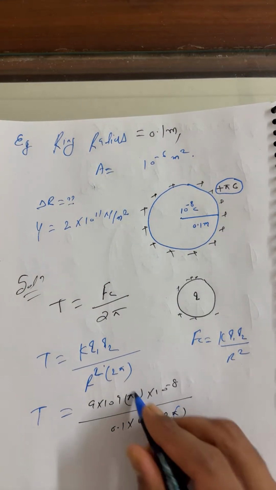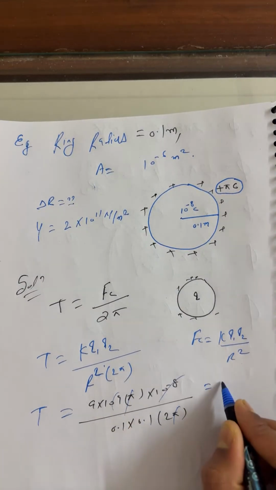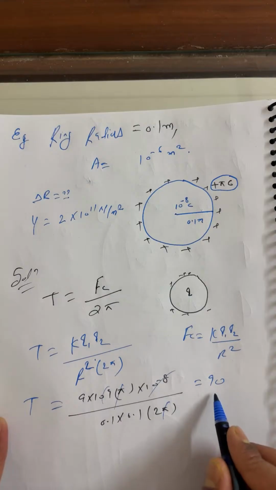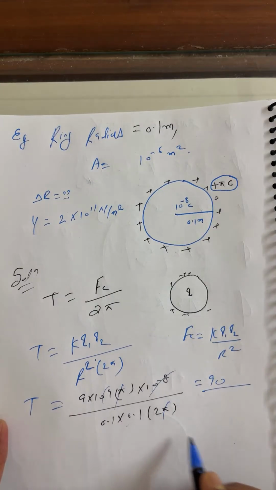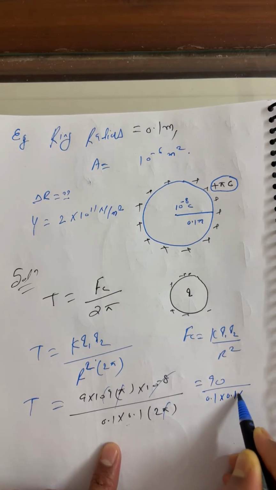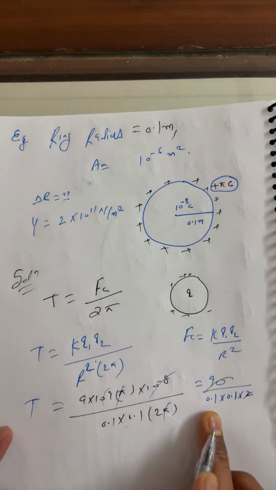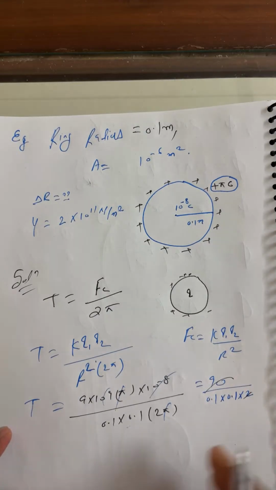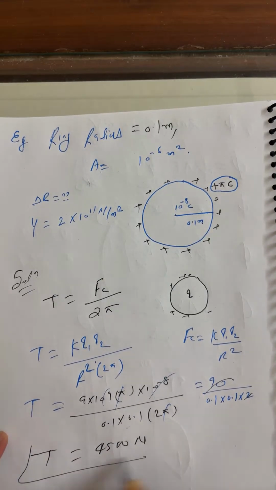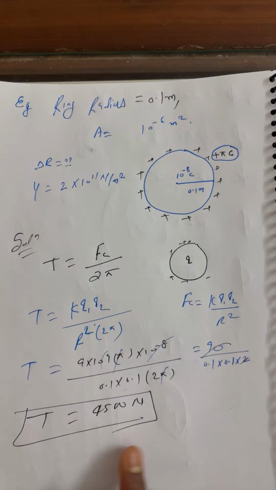Listen to this carefully. Pi cancels here. You can write 90 over 0.1 into 0.1 into 2. So this is basically 45, and the decimals move up to the numerator. The final tension is 4500 Newton. Tension is equal to 4500 Newton.